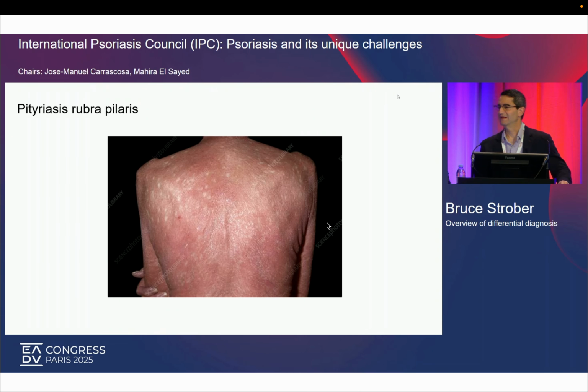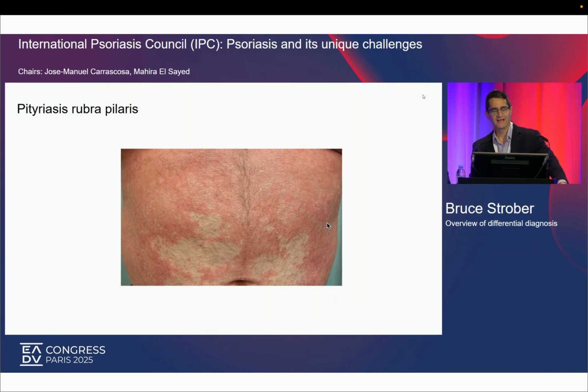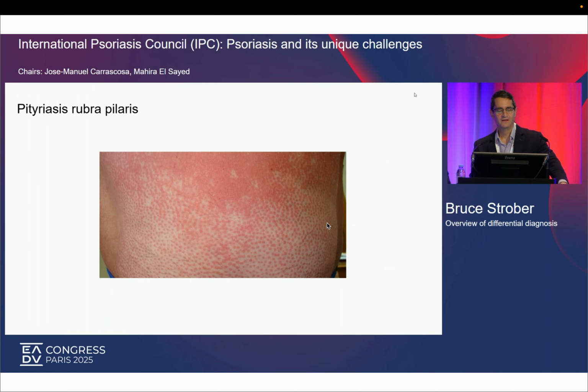Pityriasis rubra pilaris, again, unique morphology, usually a salmon color. Often these patients are somewhat erythrodermic. They have islands of sparing. You see the white islands of sparing. Again, this kind of look is more unique to PRP. Perifollicular erythema. This is very typical PRP. I don't think it'd be easy to mistake this for psoriasis if you saw regions of the body that had this kind of perifollicular salmon color to it, islands of sparing.